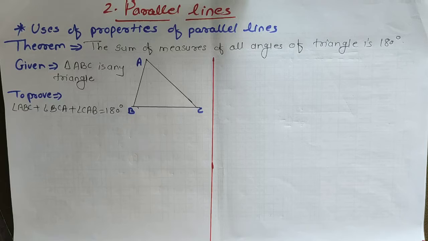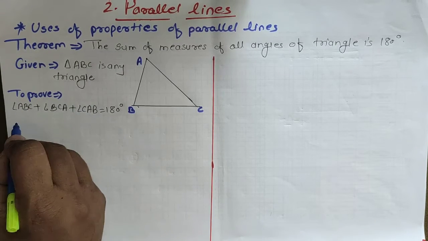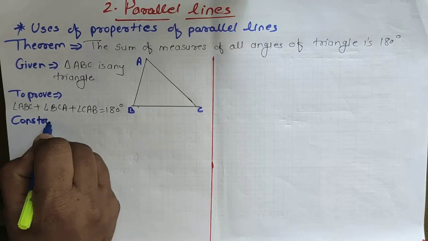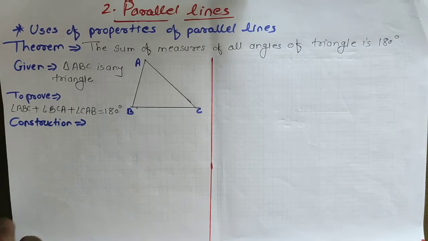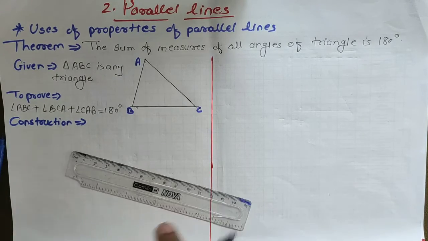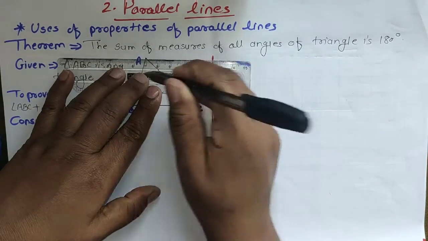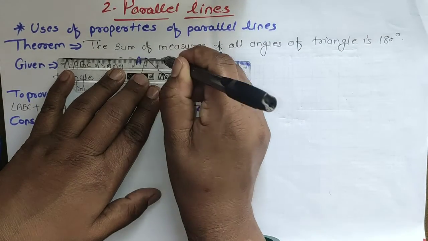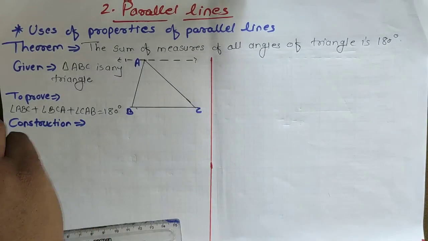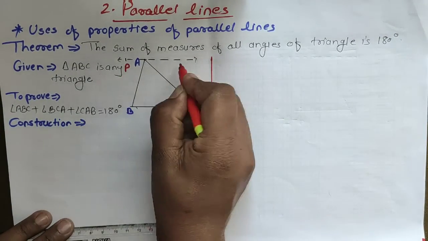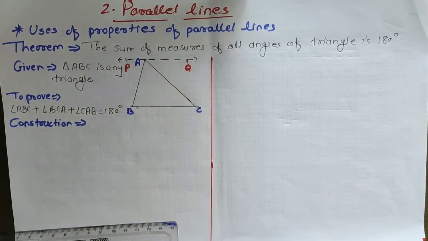And the next point is, to prove that the sum of all angles is 180, we have to do the construction. In that construction, we are using a parallel line. For this triangle ABC, I will draw a line which is parallel to BC and passing through vertex A. I will name it P and Q. This is my line PQ.